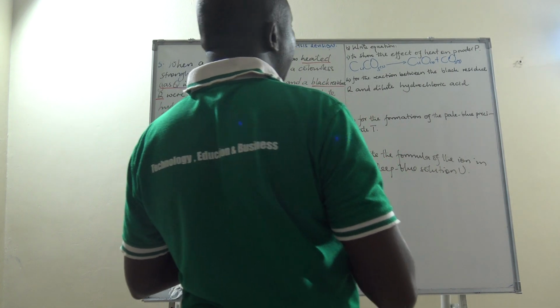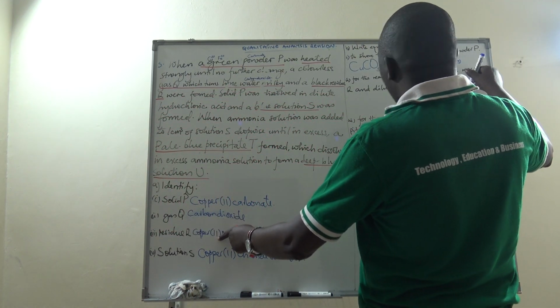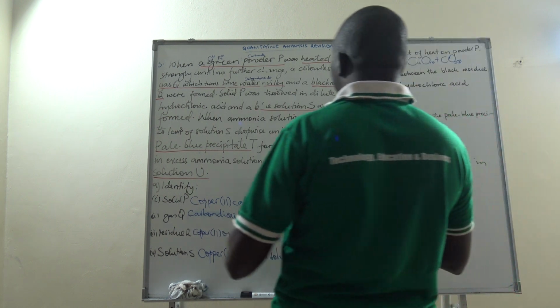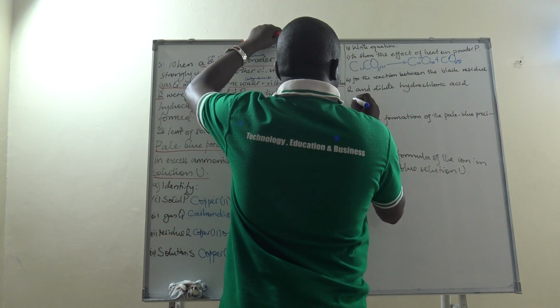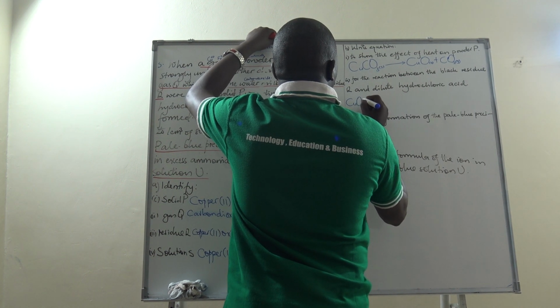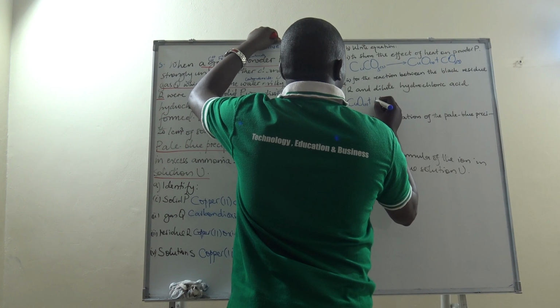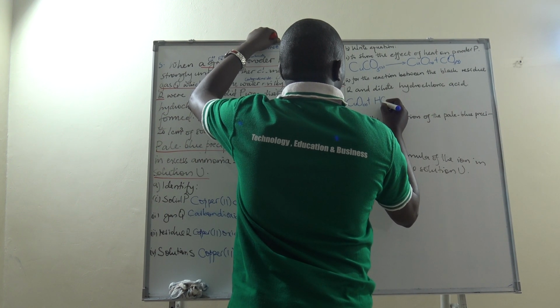Then we should write the equation for the reaction between the black residue, copper 2 oxide, and dilute hydrochloric acid. So let us write the equation very easily. It is copper 2 oxide reacting with the dilute hydrochloric acid.